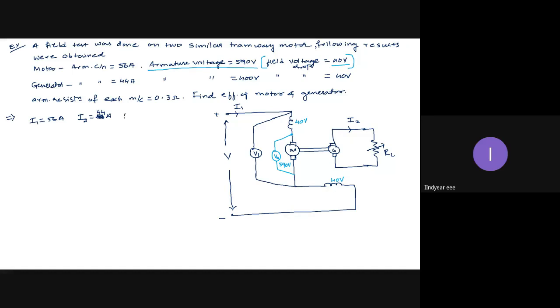Then RA is 0.3 ohms. Then V2 is 400 volts. V1 is VA plus VSC. Let me take it as VSC, and here this is VSC. So VA plus VSC equals 590 plus 40, which is 630.